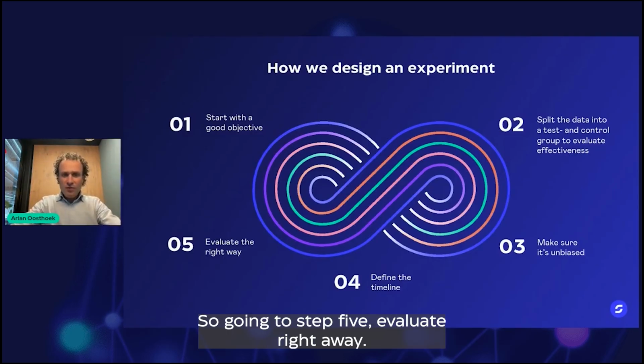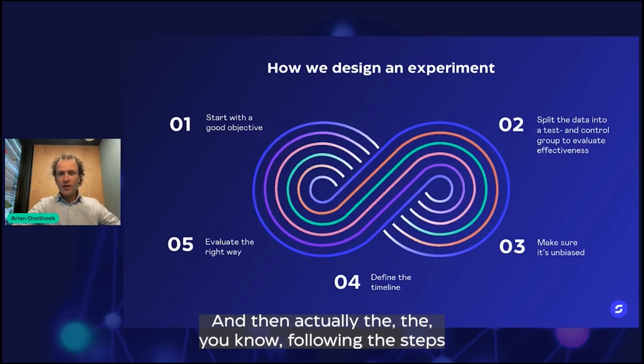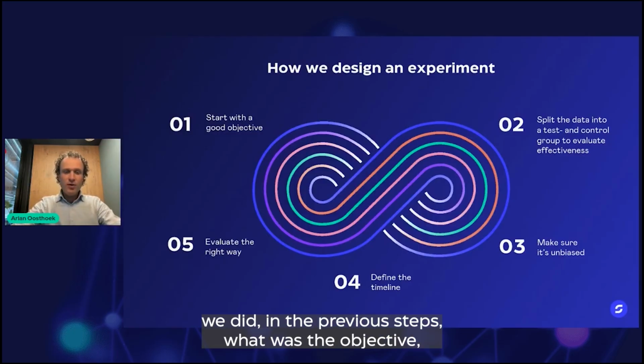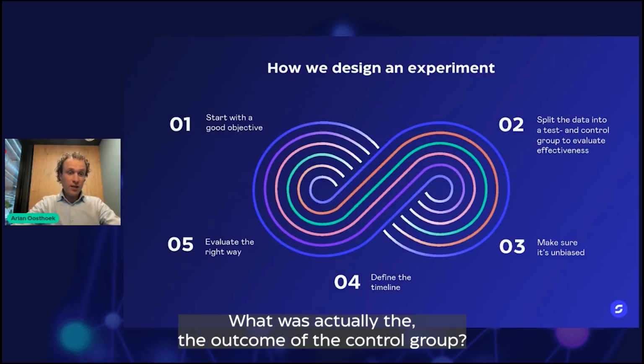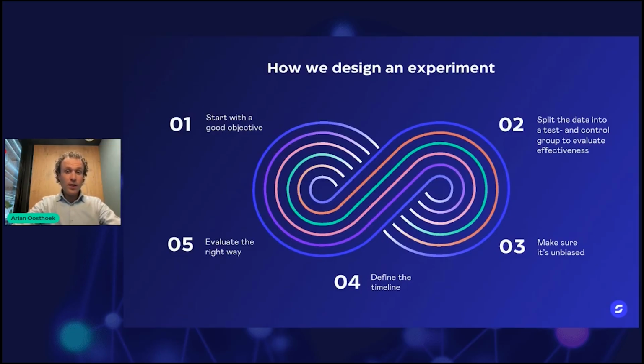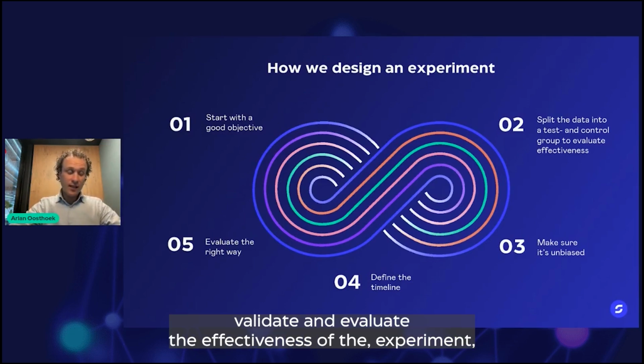So going to step 5, evaluate the right way. Following the steps we did previously, what was the objective? Did we achieve this objective in the test group? What was the outcome of the control group? What is the difference? Because this is how we can validate and evaluate the effectiveness of the experiment.